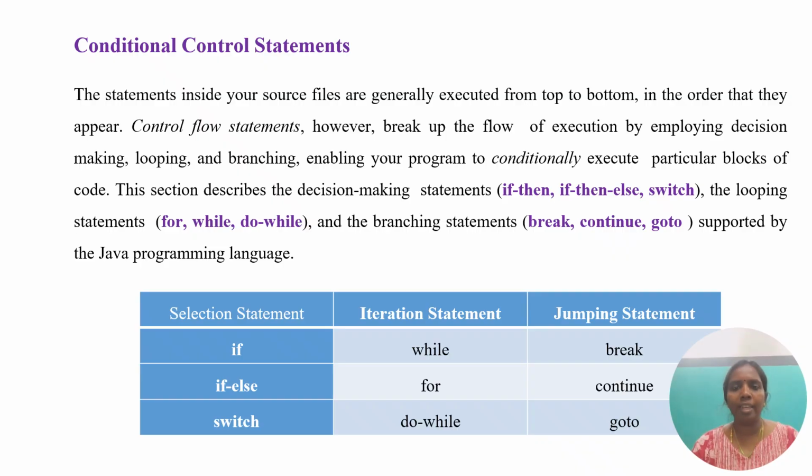The basic statements used are classified into three types, namely selection statement, iteration statement, and jumping statement. Selection statements are if else, switch, and iteration statements are while, for, do while, and jumping statements are break, continue, and goto. Throughout this video, I am going to explain all these selection statements, iteration statements, and jumping statements.